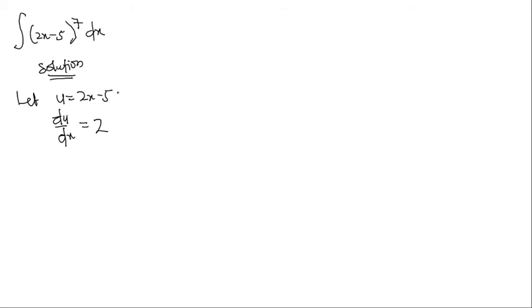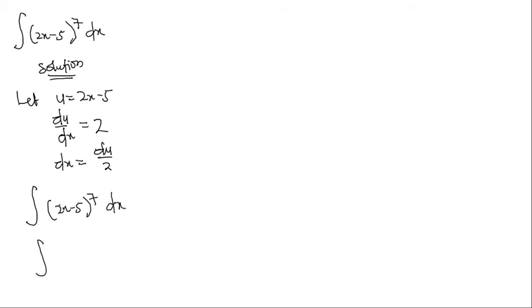Alright, so let's make dx the subject. If we make dx the subject, we get du over 2 as our answer. Now that we have this, let's go back and bring our equation back. So we have the integral of 2x minus 5 raised to the power 7 dx.